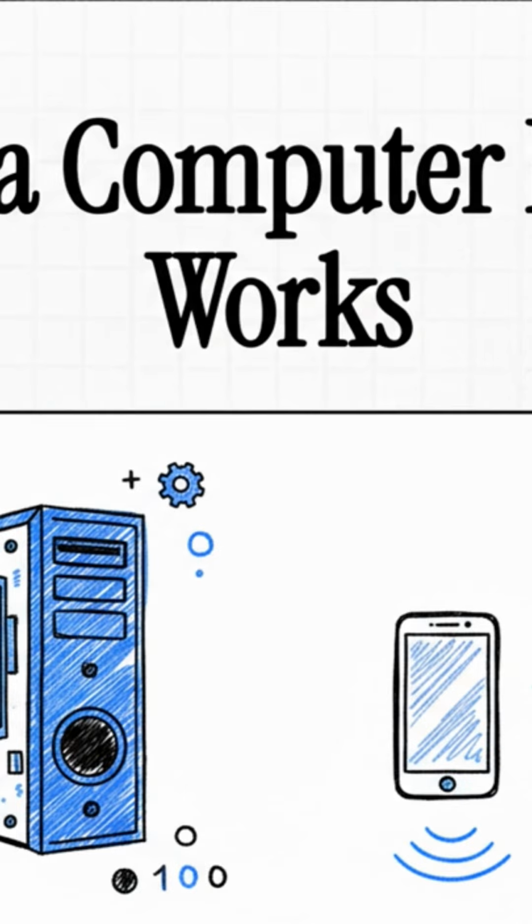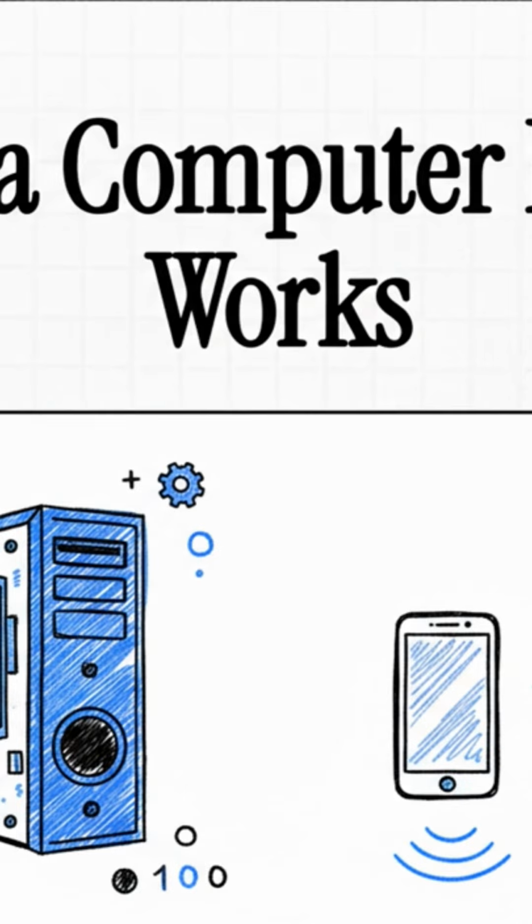Okay, so here's how we're going to break it all down. First, we'll look at the master blueprint that pretty much every computer follows. Then we'll peek inside the engine room to see the core parts. After that, we'll meet the conductor of the whole orchestra. That's the operating system. We'll see how it came to be, and finally, dig into how it manages to juggle everything at once.